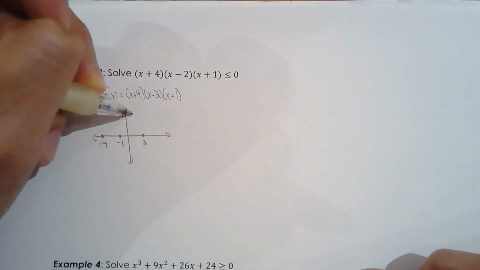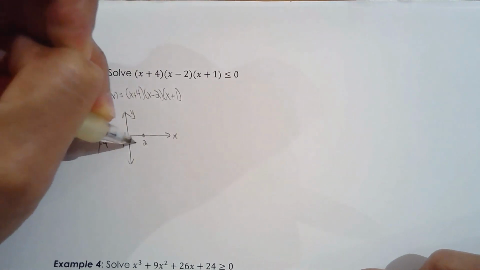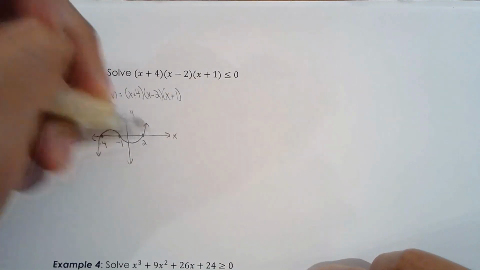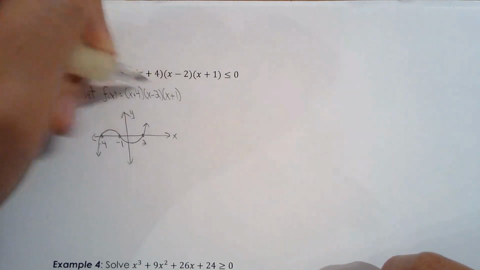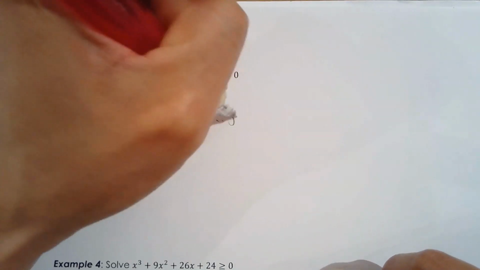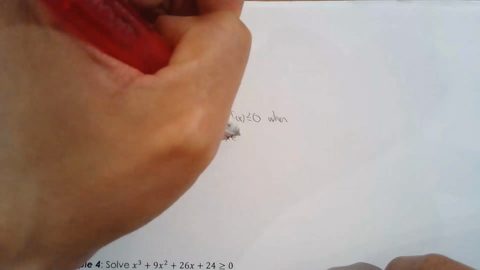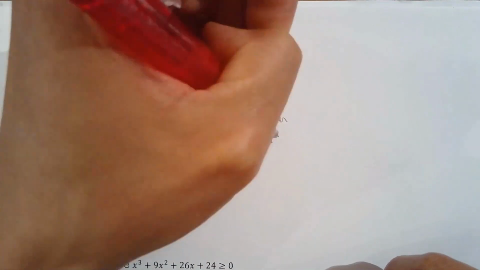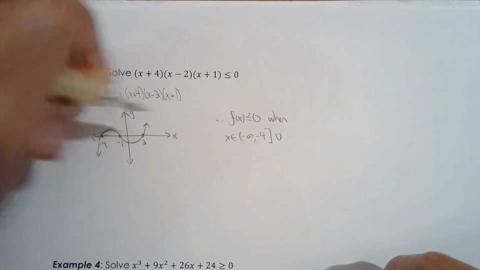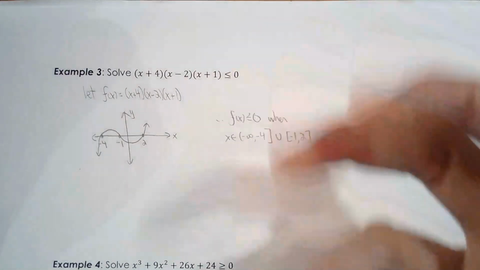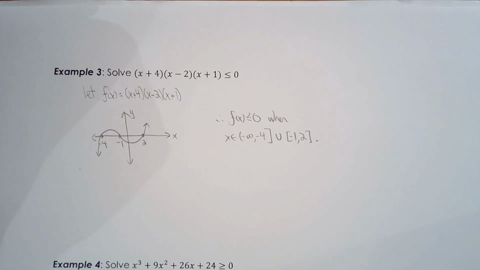Cross, cross, cross. These are skill sets that you gained in the previous chapter. Now I can graph it. I can tell you exactly when it's less than or equal to 0. Therefore, f of x is less than or equal to 0 when x is less than or equal to -4, or from -1 to 2. Bam, beautiful. So I personally, if they don't specify, I will always solve the inequality graphically.